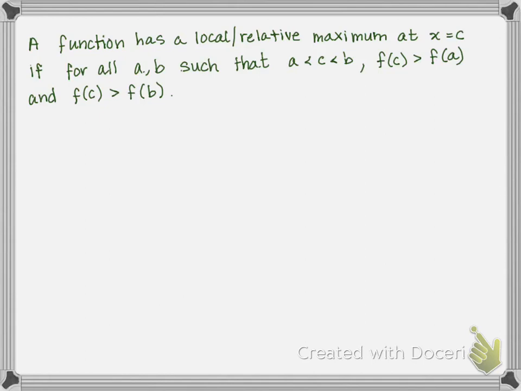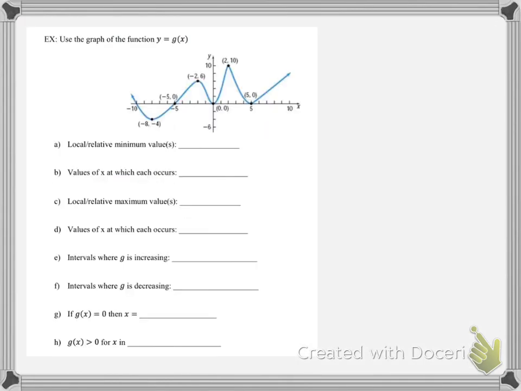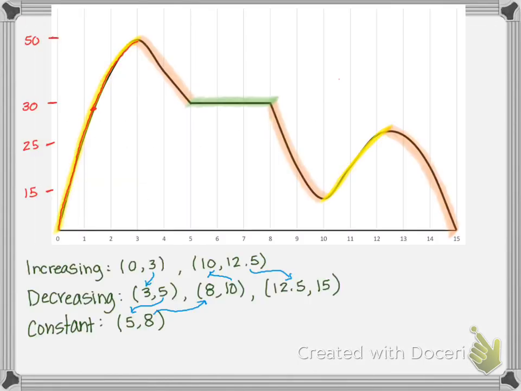Okay. So I like to think of it as just like the top of a mountain. So another way you can look at it is if it's a local maximum, you are increasing into it and you're decreasing out of it. So we have one local maximum right here, because we are increasing up to that point and decreasing after that point.